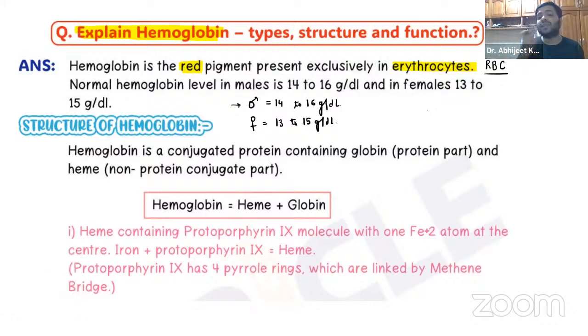Apart from that, the hemoglobin levels also vary in pregnant females, right? In pregnant females, automatically the levels of hemoglobin are decreased. So that is the physiological change in the pregnancy. That is something not pathological, guys.